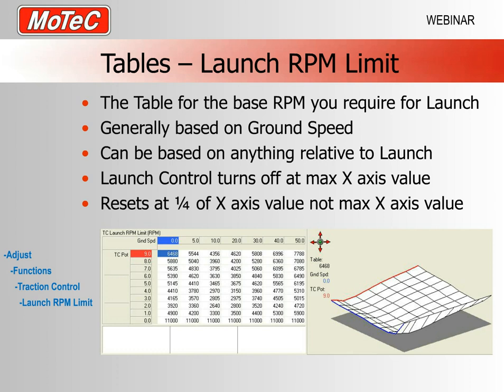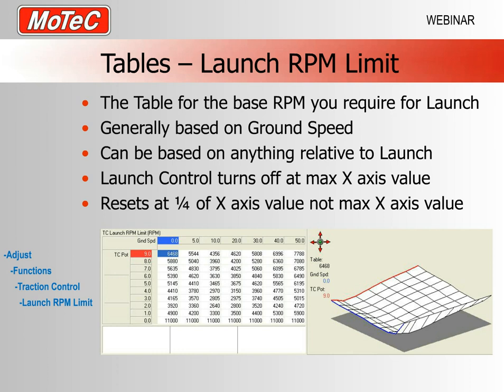Okay, so what we would say is we would go up to 50 kilometers an hour on a launch, the function turns off. We go into maybe a tight hairpin and the vehicle speed drops to maybe 30 kilometers an hour, launch control does not come on. When the driver gets back to the pits, he will drop down to a quarter of 50, which will be 12.5 kilometers an hour, then it will come back on.